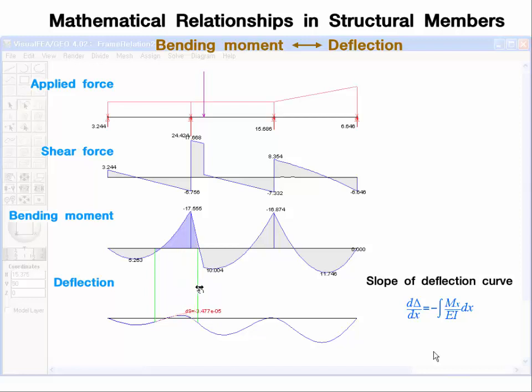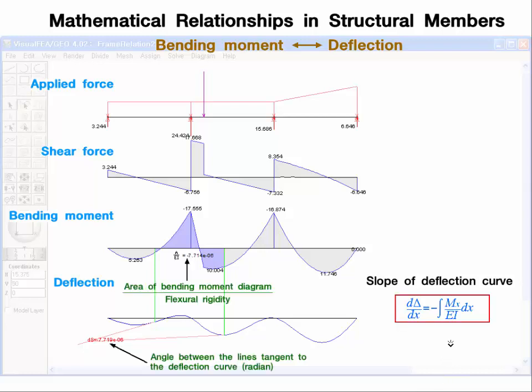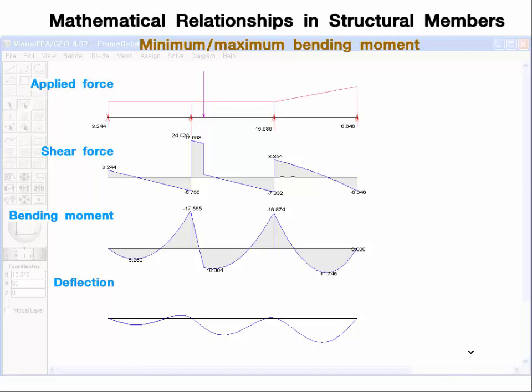As you move any one of the 2 green lines, the representation of the relationship is also updated instantly, following the movement of the green line. The difference between the slope angles at the boundary is determined by the highlighted area of the bending moment diagram. The mathematical relationship between the bending moment and deflection can be observed using this function. The bending moment reaches a local maximum or minimum value at the points of zero shear force.